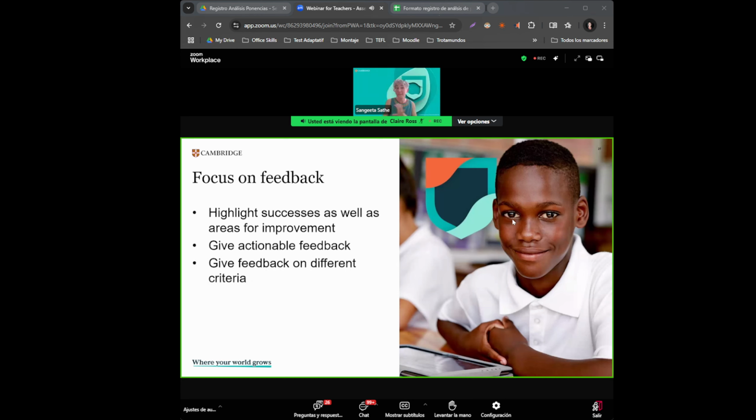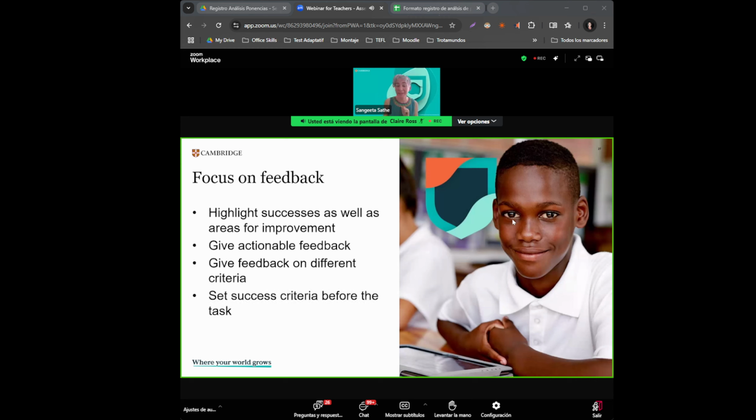Make sure you give feedback on the different aspects of their speaking. So over the course of your lessons, cover the different criteria. Don't try and do it all in one lesson. Focus on one or two different aspects, but make sure over a period of time, you're covering the different criteria.